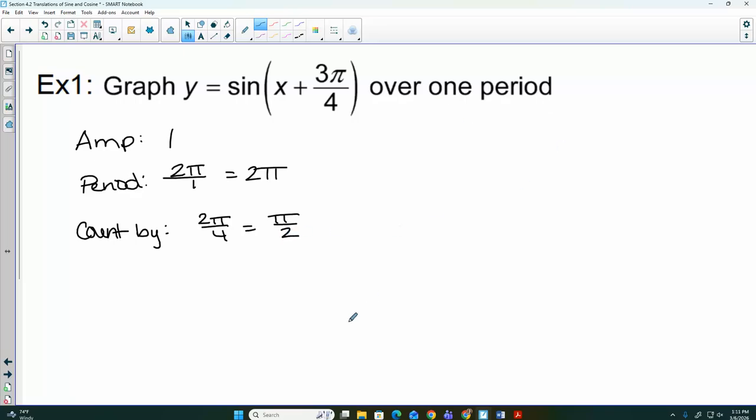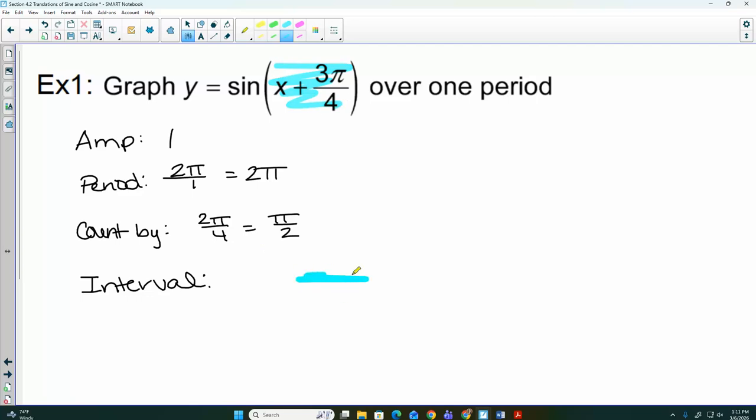Now, if I just start at 0 and end at 2 pi, using my multiples of pi over 2, well, I will certainly get points in my graph, but they're not necessarily the high and low points that we want. So the next piece I'm going to do is an interval. And I have to do this because I have something added or subtracted in my angle.